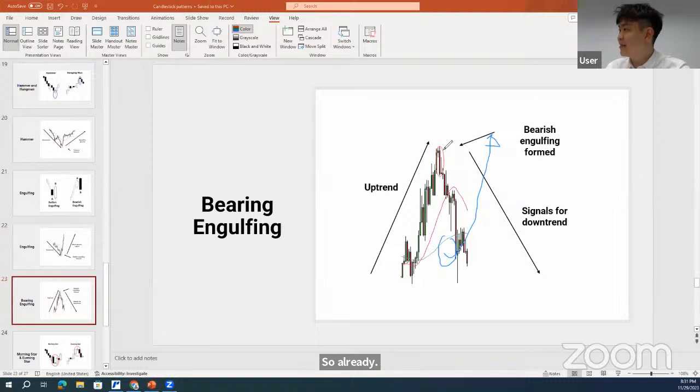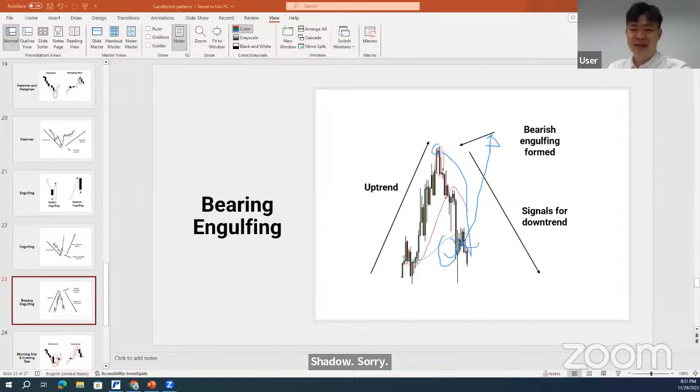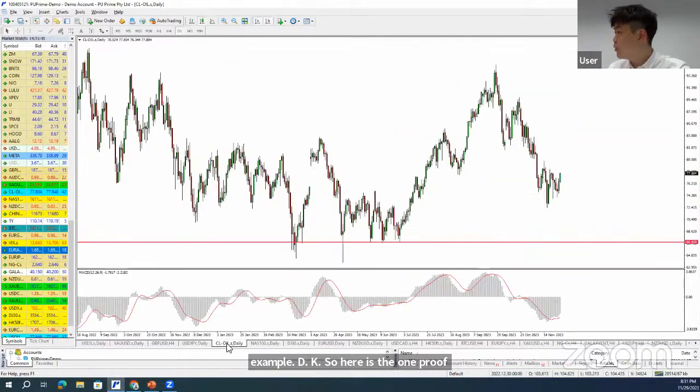So selling candlestick is the red color one, bigger, and then shadow. And then the buying candlestick or the bullish candlestick smaller. So it continues to drop. This might be complicated, but when I show you the real example, it might be clearer. So here is the one proof on it. Let me show you any better.